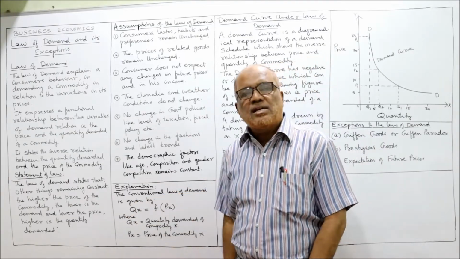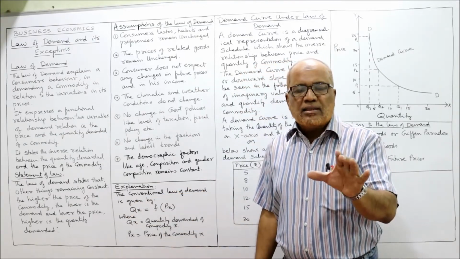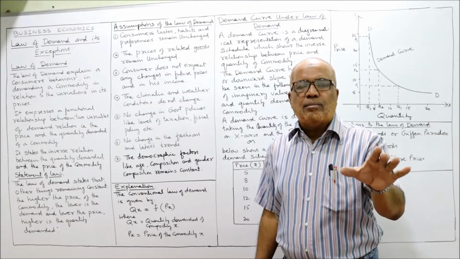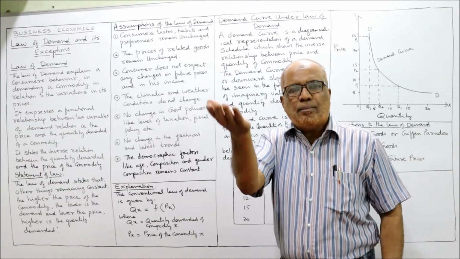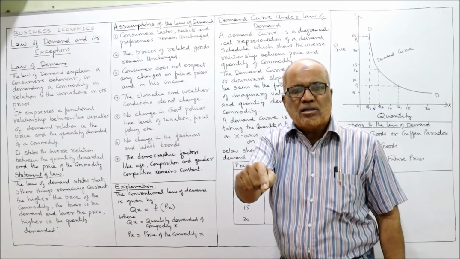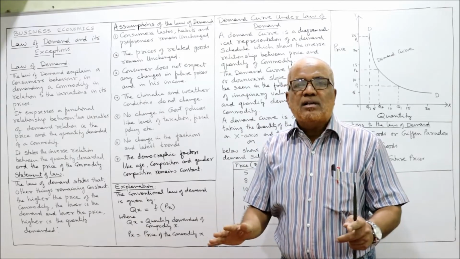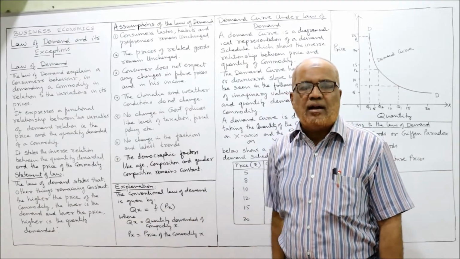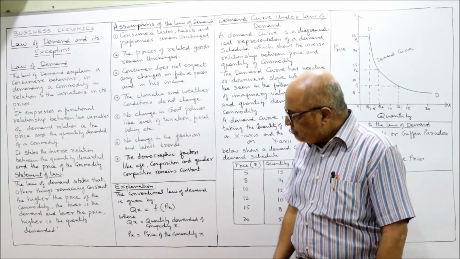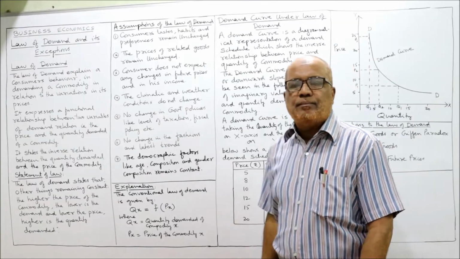So what does the law of demand say? Assuming other things remaining constant, the higher the price, the lower will be the demand. The lower the price, the higher will be the demand. There is an inverse relationship between price and demand. That's it. The next topic is explanation by function.